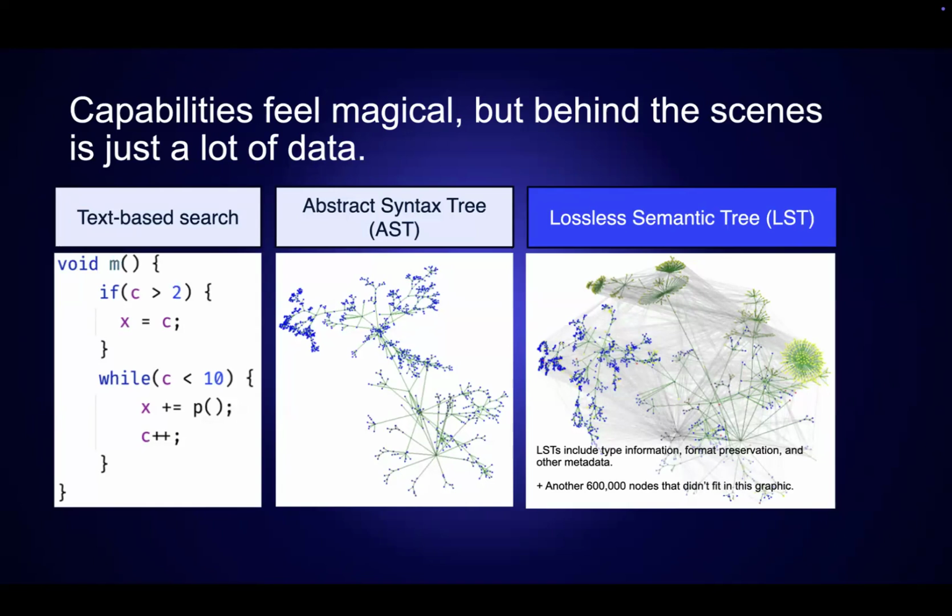Again, a lot of this stuff gets lost in these abstract syntax trees. They're usually just structure. So the lossless semantic tree has two superpowers. It's just a ton of data. All of the formatting, all of the white space, everything is embedded in the tree. So the tree is much bigger than a normal abstract syntax tree.